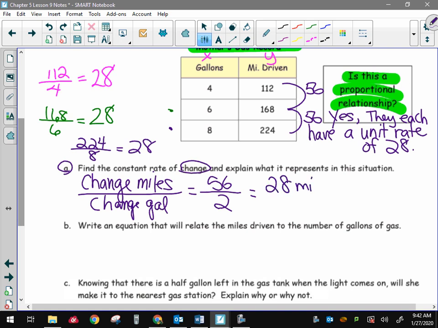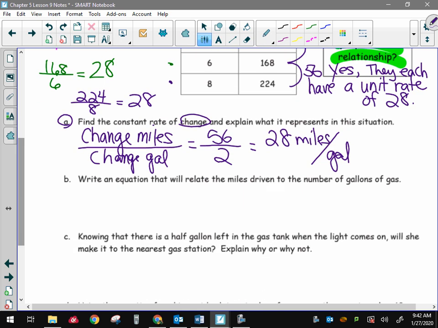28 miles per gallon. In this case, my unit rates were the same as my rate of change. It's not always that way. Hey, guess what? We're going to write an equation. It's always in this form: y equals unit rate times x. What goes in that box?